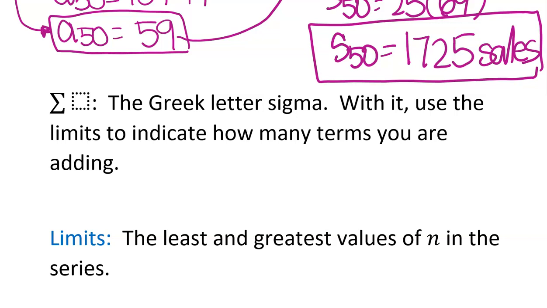Initially I only wanted this sigma symbol right here. It doesn't need this little box, but I couldn't get rid of it, so I just left it. This is called the Greek letter sigma. With it, you use the limits to indicate how many terms you are adding. So when you have an infinite number of numbers, or even just something that's a higher number than you want to list, you could use sigma.